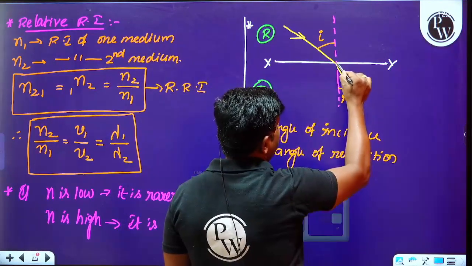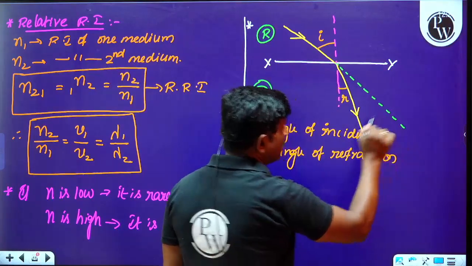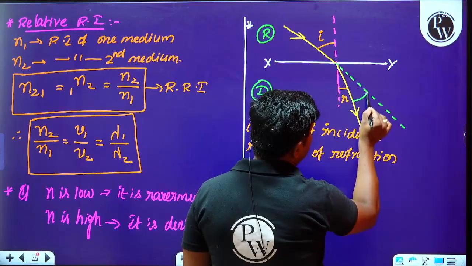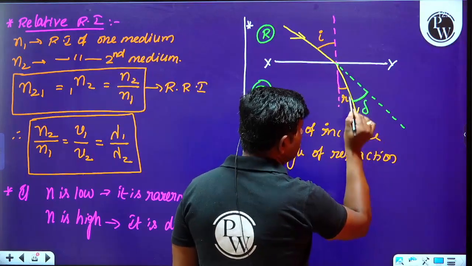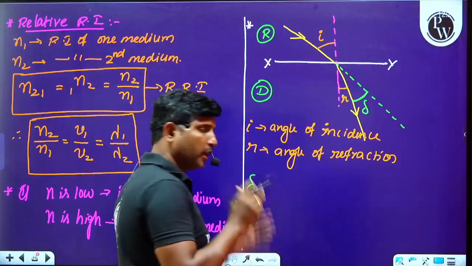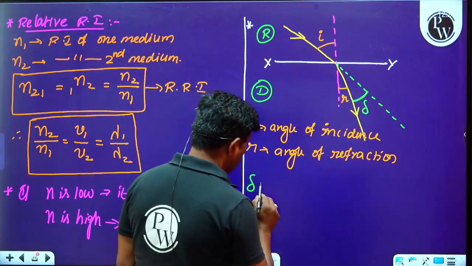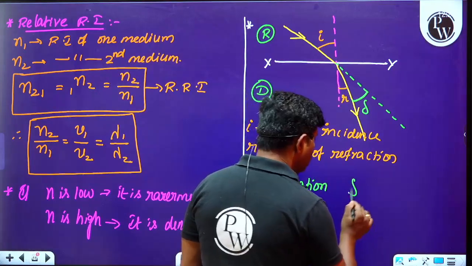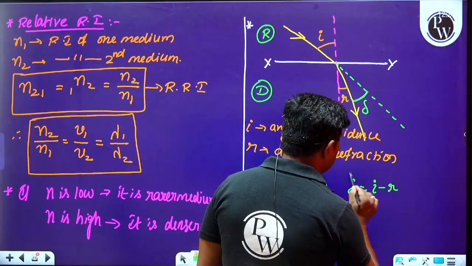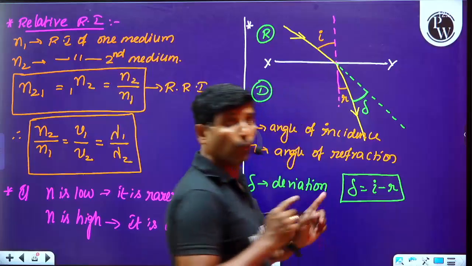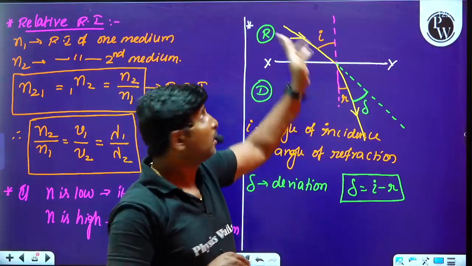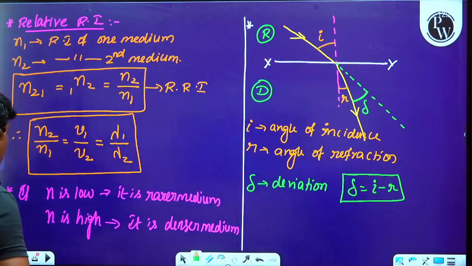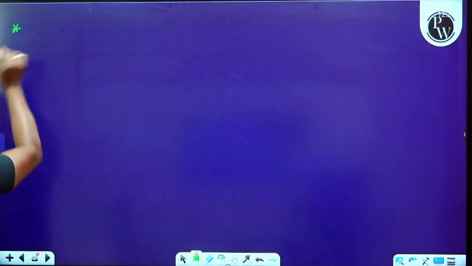Suppose there is no refracting surface, the light would have traveled along the dotted line. Because of the refracting surface, the light would bend. The light will undergo a deviation. Delta is the deviation, and the delta value becomes equal to i minus r when the light travels from rarer medium to denser medium. Okay. And let us see the second case.